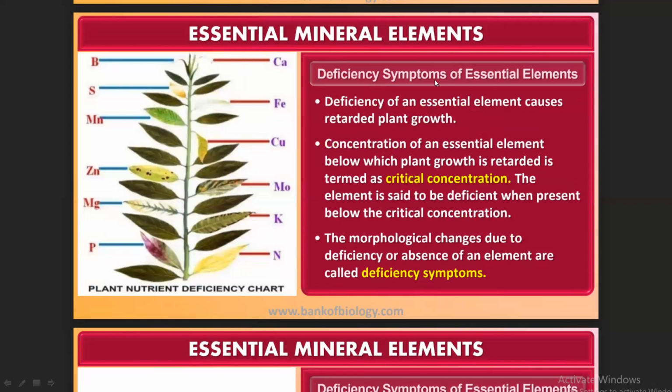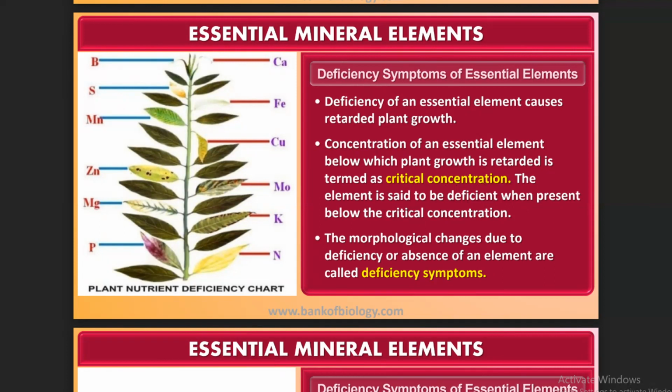Then deficiency symptoms of essential elements. Deficiency of an essential element will cause retarded plant growth. Okay, retarded plant growth. What is retarded plant growth? The plant will not increase in height. Concentration of essential element below which plant growth is retarded is called critical concentration. The element is said to be deficient when present below critical concentration.